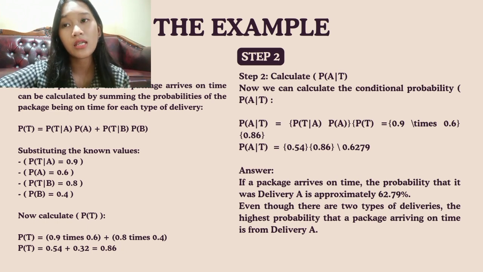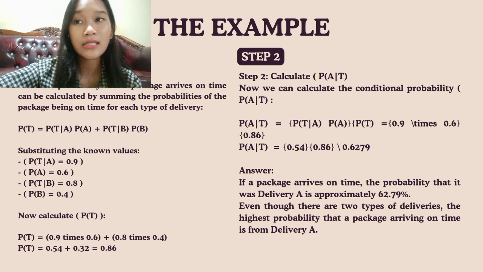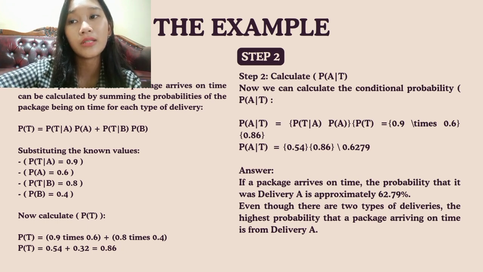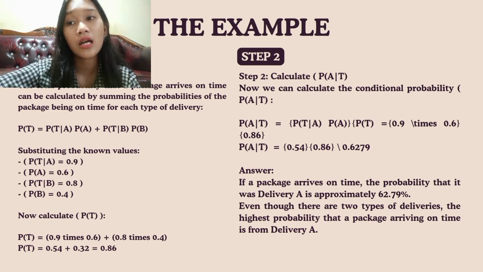And step 2 is to calculate P(A|T). Now we can calculate the conditional probability. And the interpretation is, if a package arrives on time, the probability that it was delivery A is approximately 62.79%.